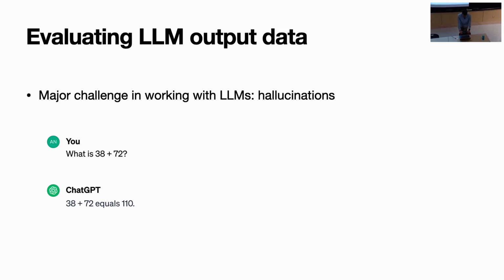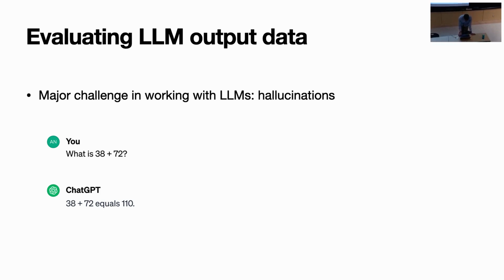A major challenge in working with these large language models is something people refer to nowadays as hallucinations. They produce outputs and you can't really tell whether the output is good or not, or there's no built-in way of telling whether the output is good or not. Sometimes you can get outputs that look reasonable at a high level and yet are incorrect.